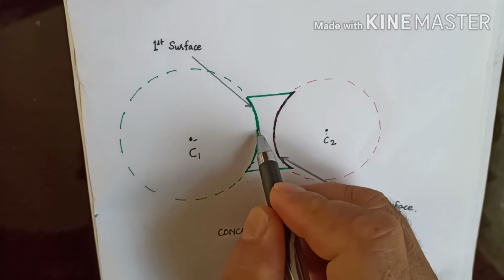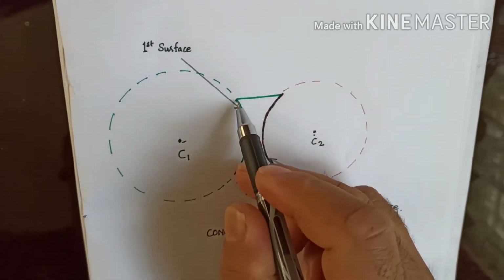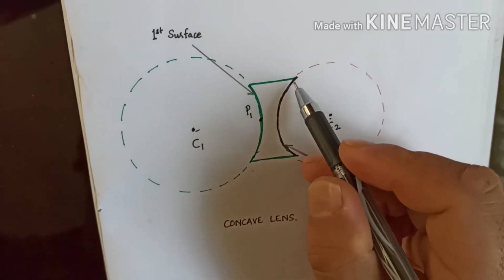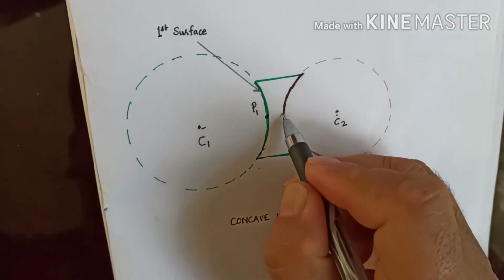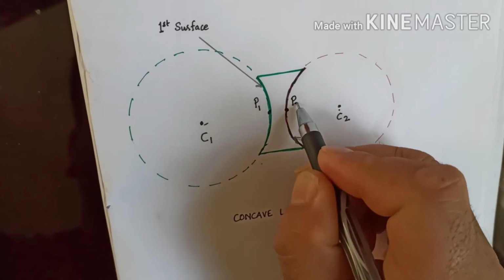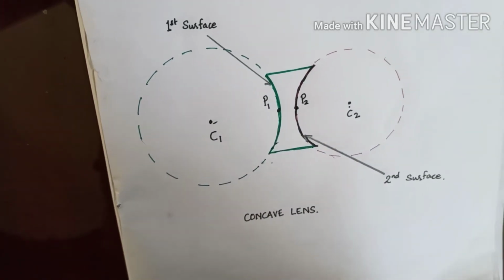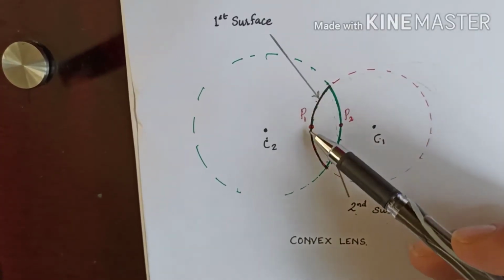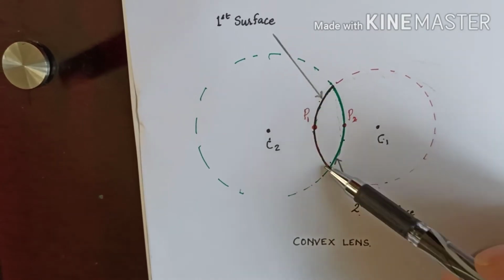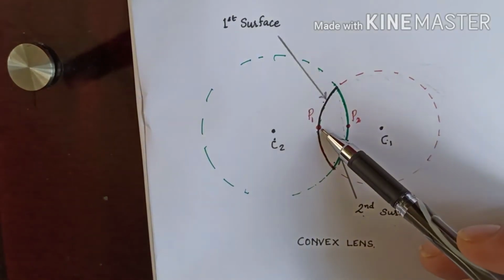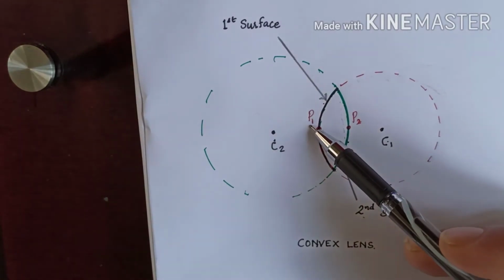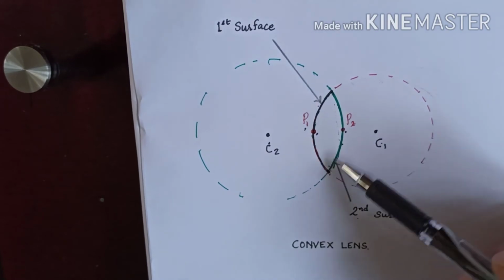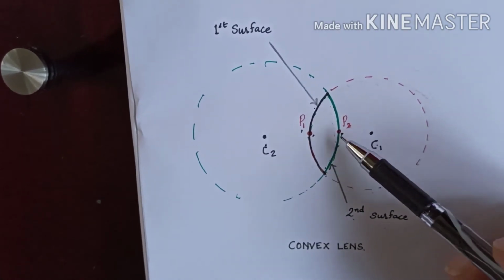If I mark the geometrical center on the first surface, this is called the pole of the first surface, and the geometrical center on the second surface of the lens will be called the pole of the second surface, P2. Now the geometrical center of the first surface of the lens is called the pole of the first surface. I have denoted it by P1, and the geometrical center of the second surface of the lens is called the pole of the second surface. I have denoted it by P2.